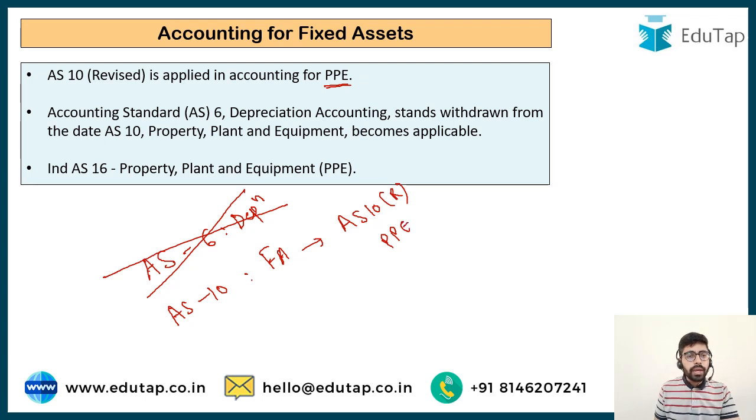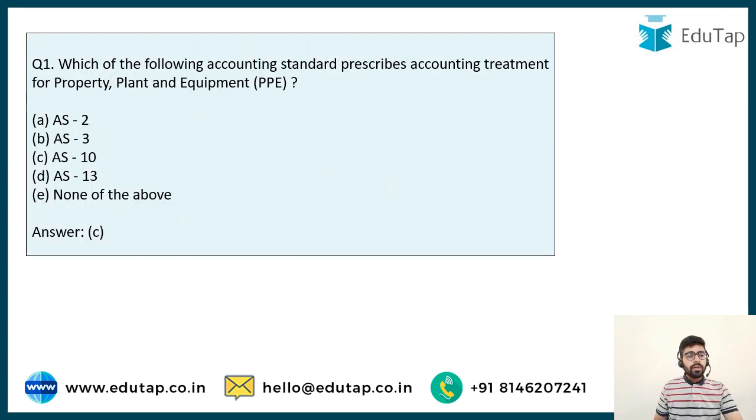If you talk about the Ind AS equivalent, Ind AS 16 deals with property, plant and equipment. So this is something which you should remember here. So the answer to this particular question is going to be option number C. AS10 deals with accounting treatment for property, plant and equipment.